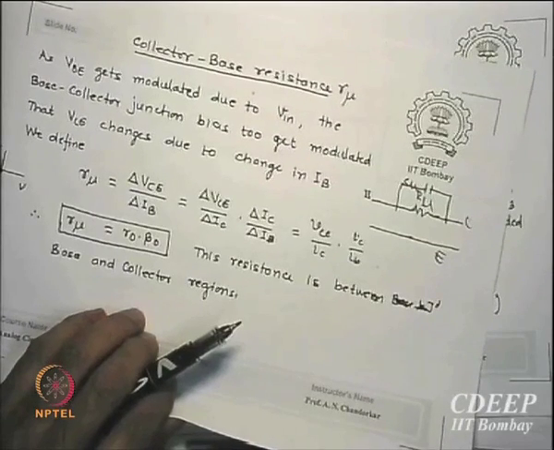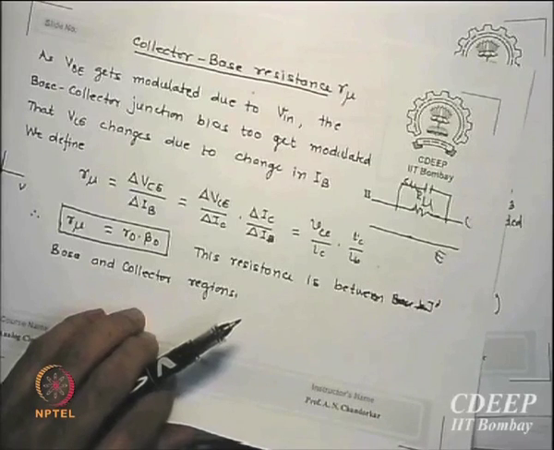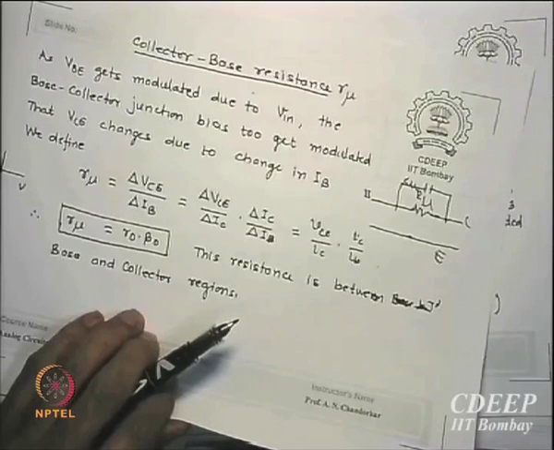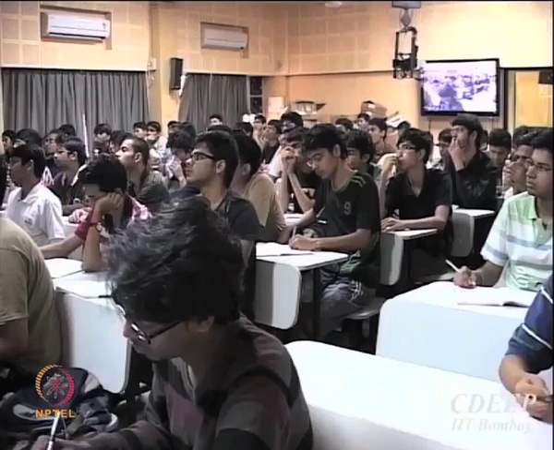So, between base and collector, there is a parallel RC sitting there, R mu and C mu. Does that give you some value? R mu into C mu is what? A frequency term, or some time constant. So, somewhere there is now a time relationship between input and output. And this can be feed forward or feed back. It can go from here to here, or either way, no?